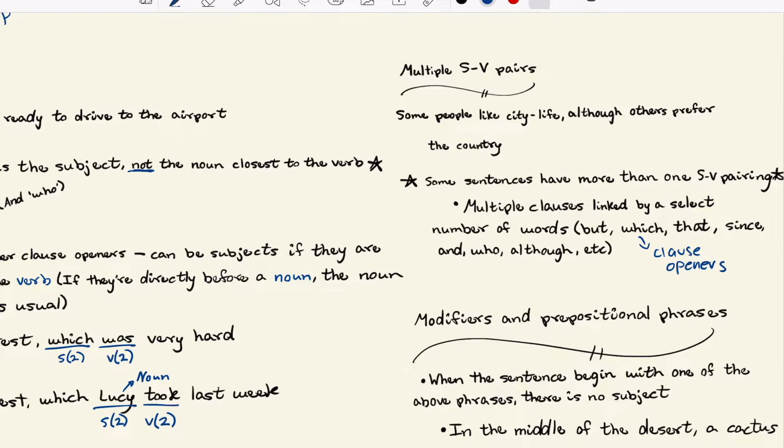The first subject-verb pairing is people, which is the first subject, and like, which is the first verb. The second pairing is others as the second subject, and prefer as the second verb. And in this sentence, the clause opener that is connecting the two clauses is although.